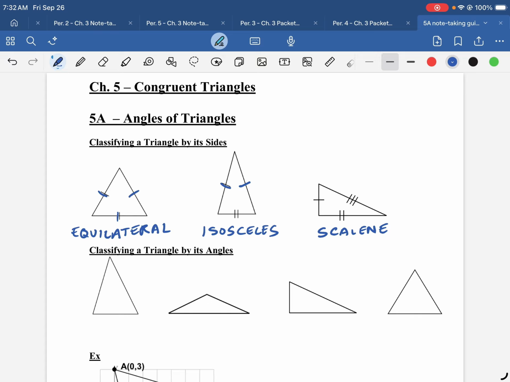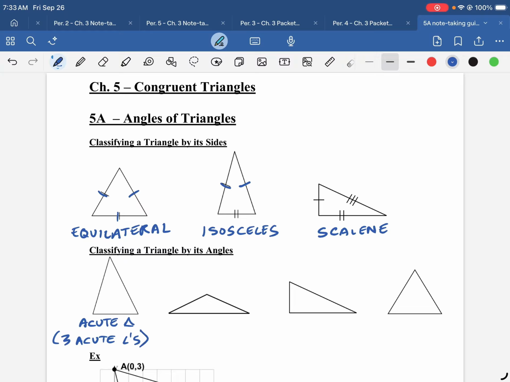I'm not going to get out a protractor, but just based on looks, this first triangle on the left looks like all 3 angles are acute. It looks like all of the angles are less than 90 degrees. So that means we could call this an acute triangle. It would have to have 3 acute angles to qualify.